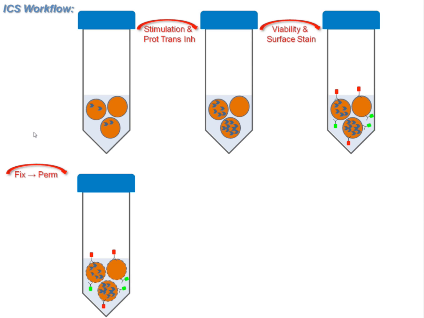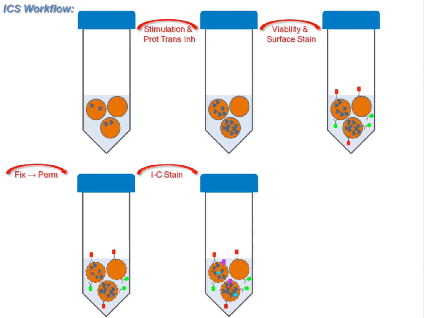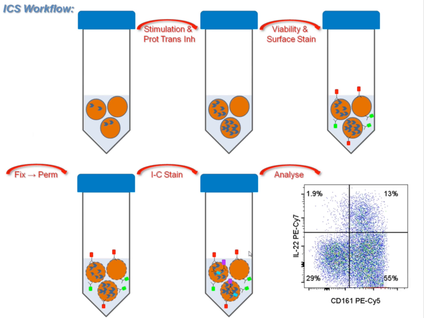Here then we'll fix the cells, so we preserve the antigenicity. We'll permeabilize the cells then, where we permeabilize the cell membrane to enable the antibodies, for the intracellular staining, to access the cells and bind brightly. And then at this point we'll actually analyze the cells on the cytometer. Obviously there are wash steps at every step and various other situations, but this is maybe a nice summary of the key steps involved.